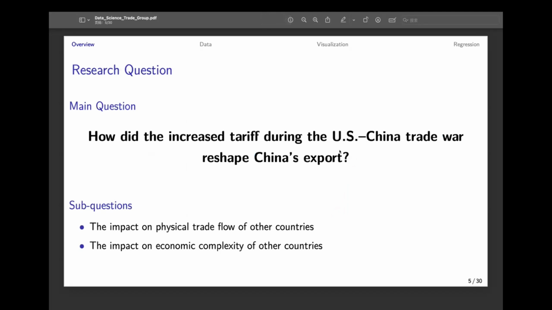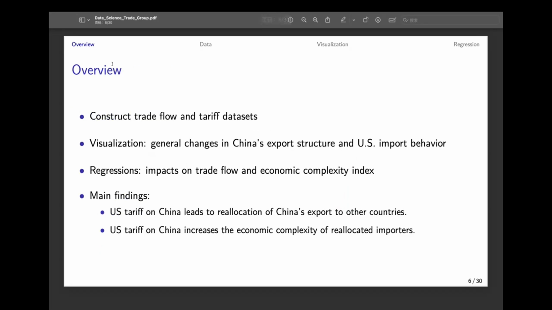Under this background, we want to investigate how the increased tariff during the US-China trade war reshaped China's export. Specifically, we want to show the impact on physical trade flow as well as the impact on economic complexity of other countries such as Vietnam, India, and Mexico. We first construct the trade flow dataset and tariff datasets, and we do visualization to show the general changes in China's export structure and US import behavior.